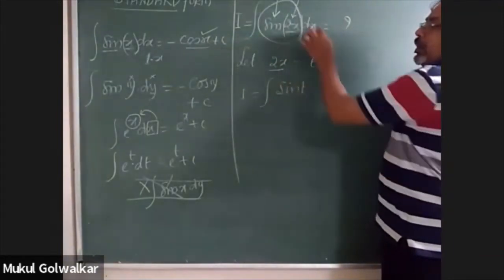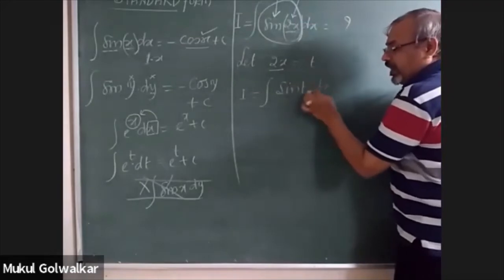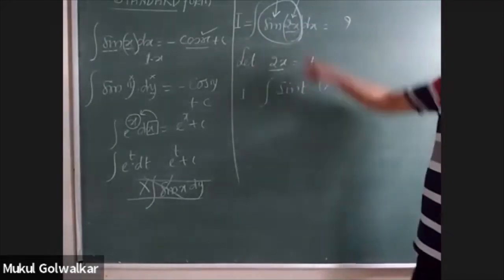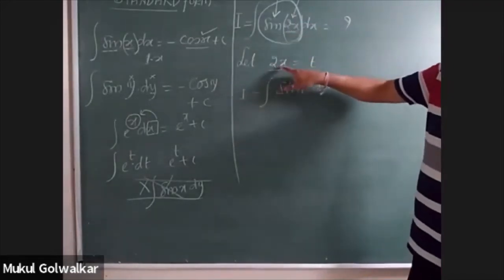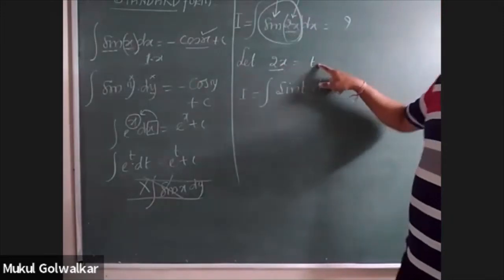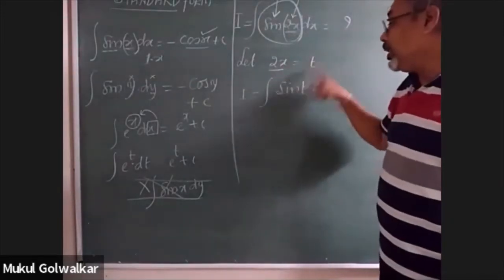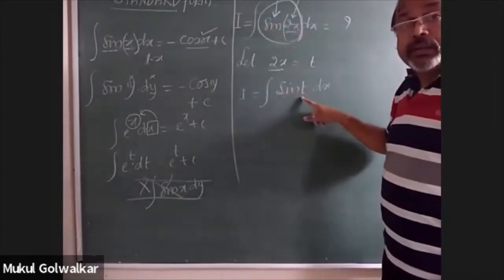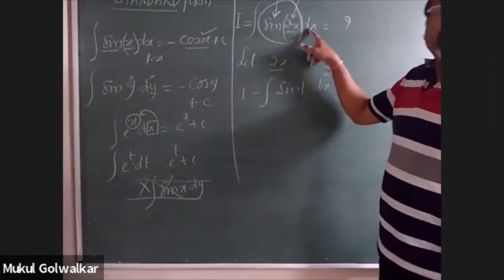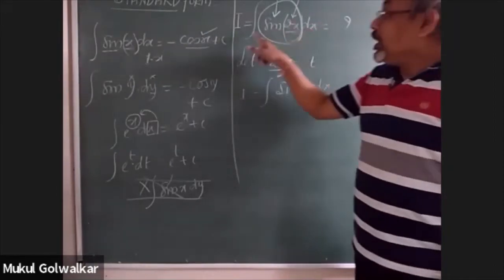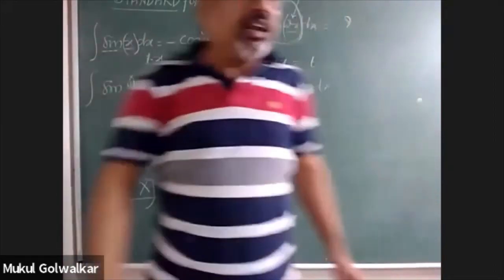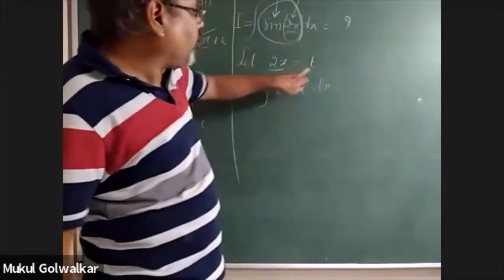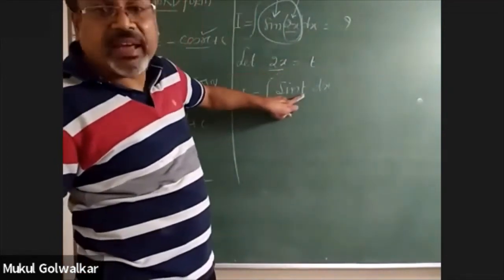And what will we write? Should we write dx over here? No, sir. As I said, this 2x is equal to t, so the function gets converted in the form of sin t. And what about this dx? This dx was the indicator that we are integrating with respect to x. And now there is no function containing x.